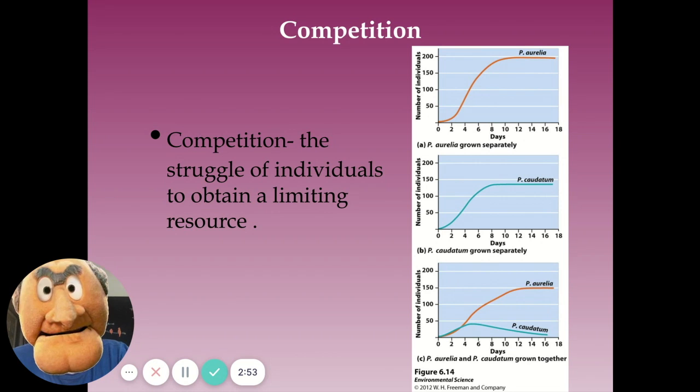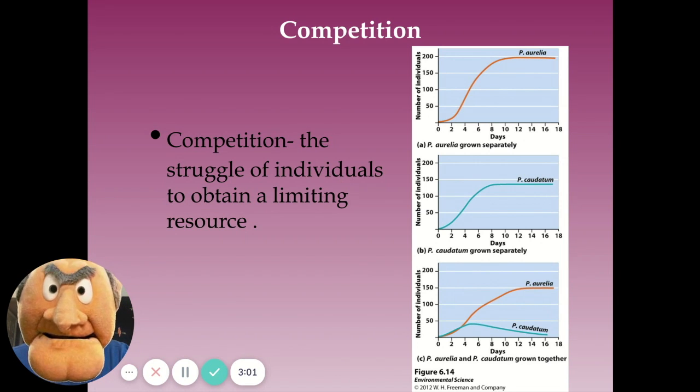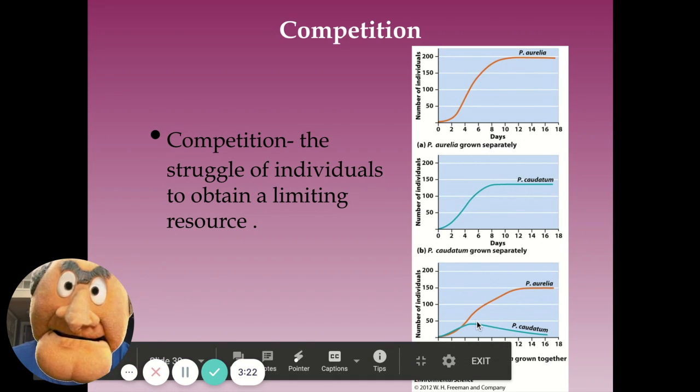Okay, competition: the struggle for individuals to obtain different limiting resources. We always have competition in nature, and that limits where you're going to find organisms. You can think of this in a colony in petri dishes. If you have one species with optimal conditions, it'll do really well. Another separate species, P. caudatum, does really well, all grown by itself. But when you grow the two together, you'll see competition, and one species will outcompete the other. So P. aurelia outcompetes P. caudatum in this case.